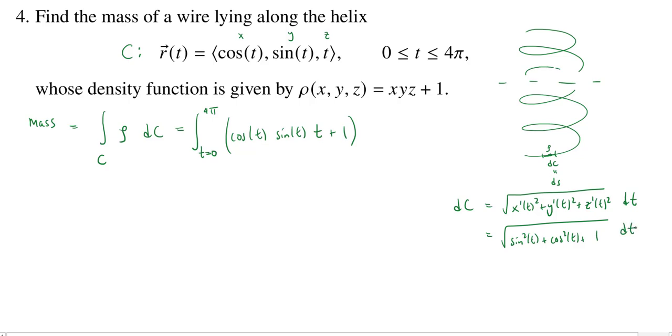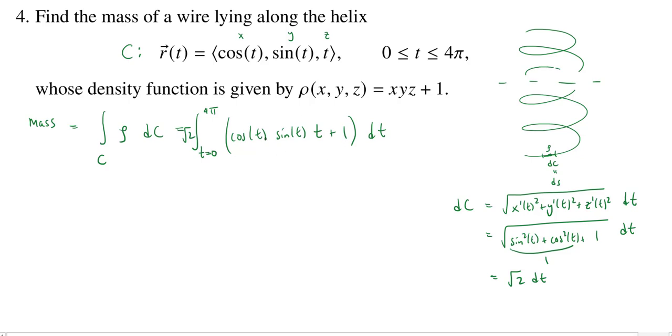all times dt. And of course, sine squared plus cosine squared is 1, and so we end up with the square root of 2 dt is equal to our dc. So this square root of 2 can just come out to the front, and then we can write a dt. All right, so now the problem is just reduced to this calc 1/calc 2 single variable integral.